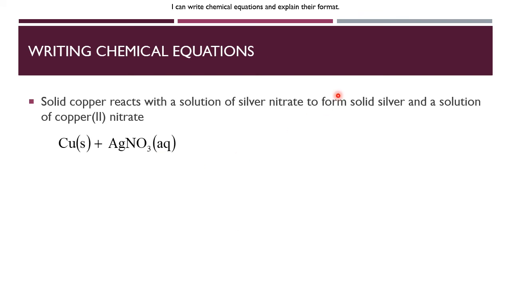Now these two form, so we use an arrow. We don't write an equal sign. It's not a math equation. We use an arrow to show that they are forming or producing something new. Solid silver, so that's Ag with the S in parentheses to show solid, and a solution of copper 2 nitrate. The formula for copper 2 nitrate is CuNO3, and it's a solution, so it's dissolved in water, so AQ.